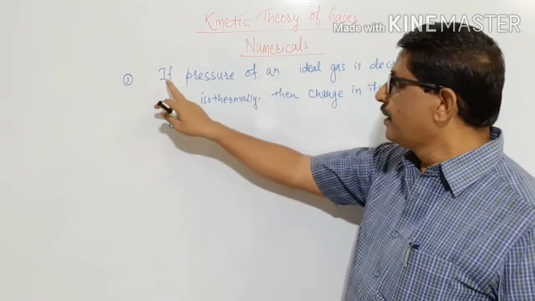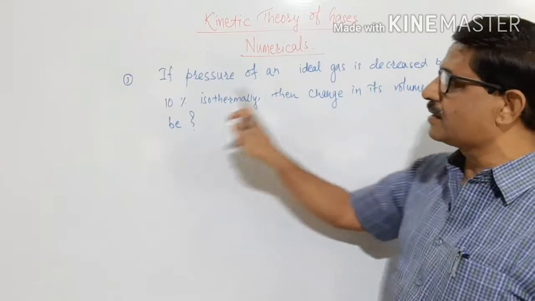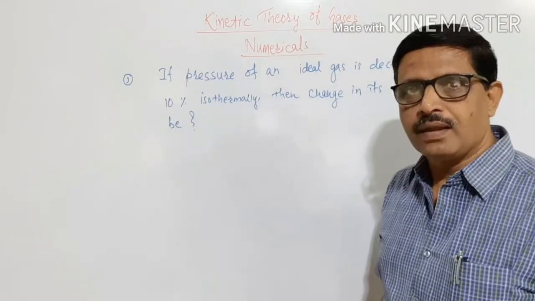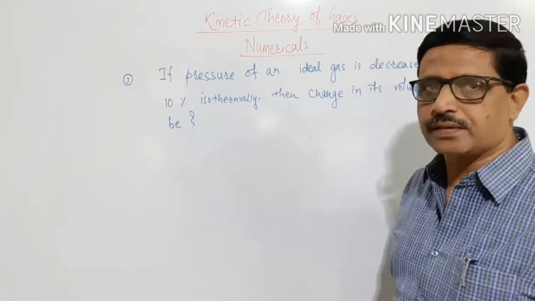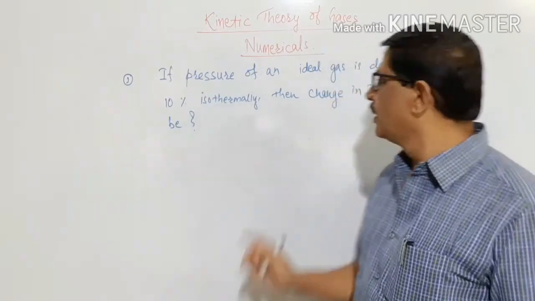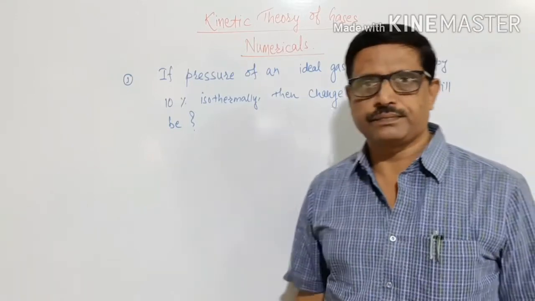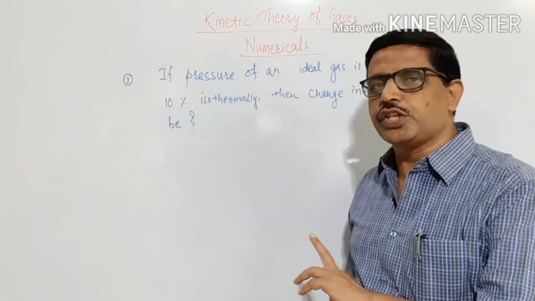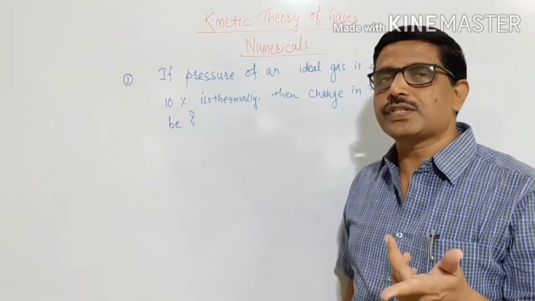If the pressure of an ideal gas is decreased by 10% isothermally. Isothermal change means the change that occurs at constant temperature. Pressure is decreased by 10%. Then, what will be the change in its volume? The change of pressure is given. We have to determine the change of volume if this change takes place at constant temperature.